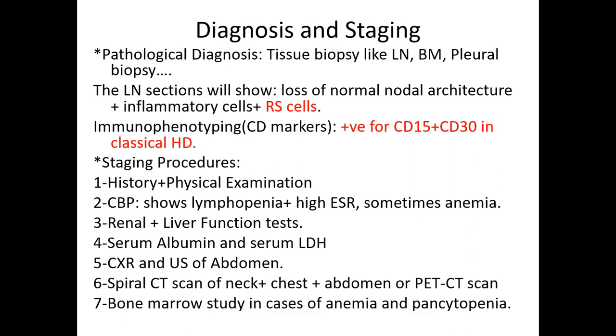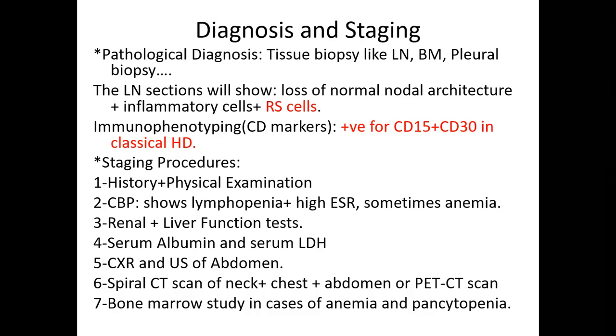For staging, we need good history and detailed physical exam. We should examine all the lymph node areas, the blood picture. Usually in Hodgkin disease, the patient will have lymphopenia, and some patients may have high ESR, and in severe or extensive cases, we may find anemia. We should check the renal and liver function.